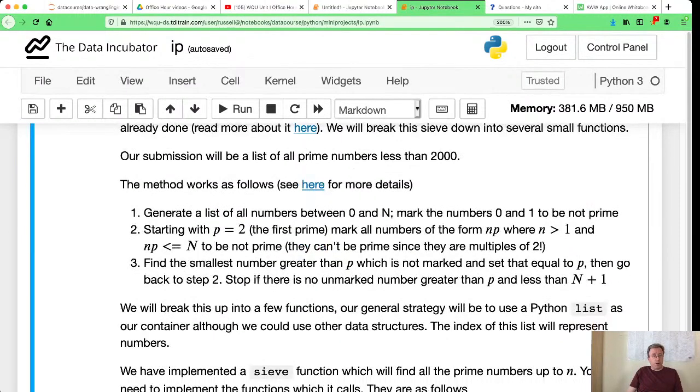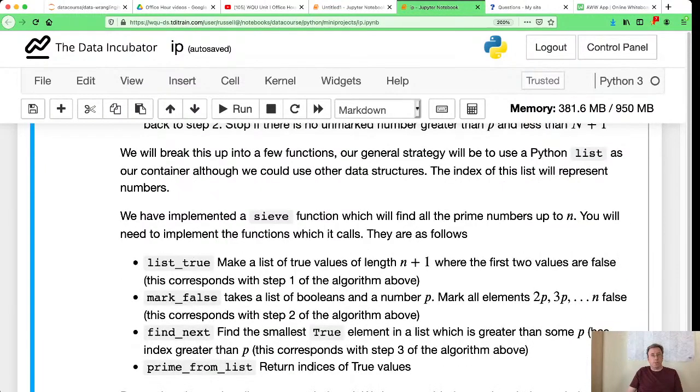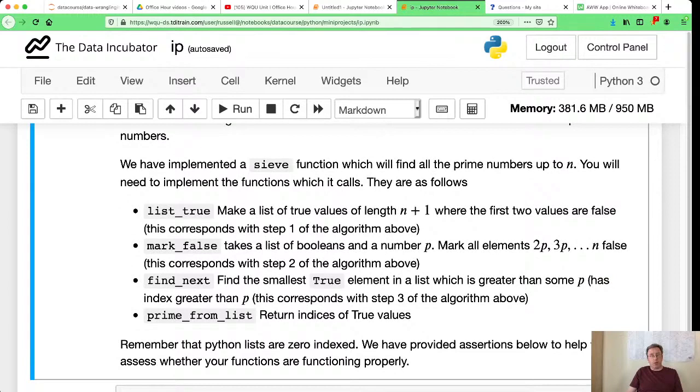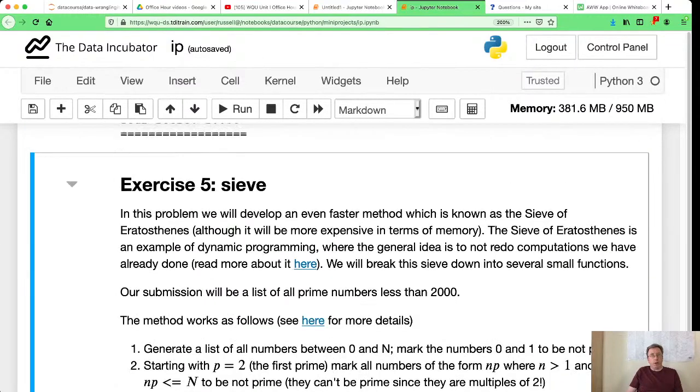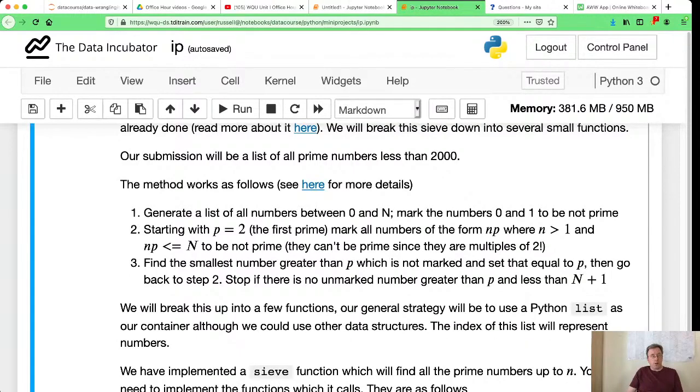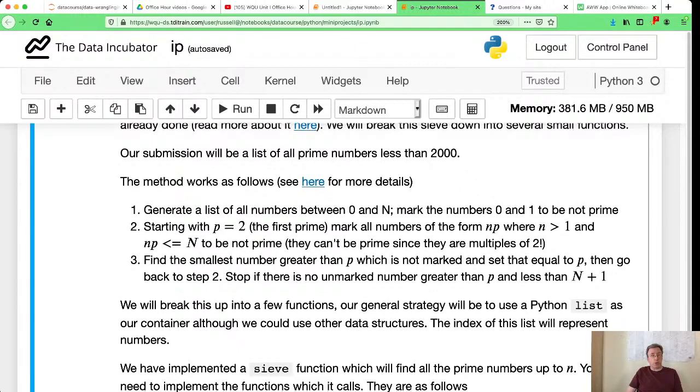Right, so I want to generate this. We're suggesting here to do the following. Make this function called listTrue. Make a list of true values of length n plus 1, where the first 2 values are false and all of the other values are true, right? This corresponds, as we said, to step 1. So 0 and 1 are not prime numbers, so we're going to start our list with false and false corresponding to 0 and 1, and we're going to make a list of other values which are all true.